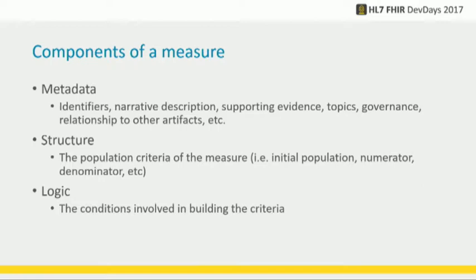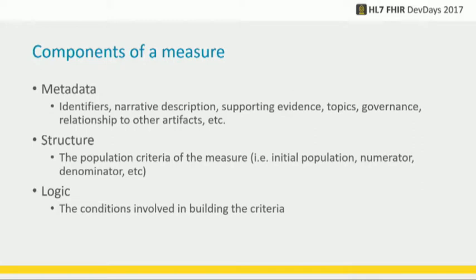So when we're looking at how we describe this and share it, we take components of a measure. We take metadata, that's kind of all the things about it. So it's identifier, who wrote it, when did they write it, who endorsed it, what's the evidence behind it. All of those types of things are part of the metadata. And those are really important for publishing and governance of the content, but they don't really impact the calculation.